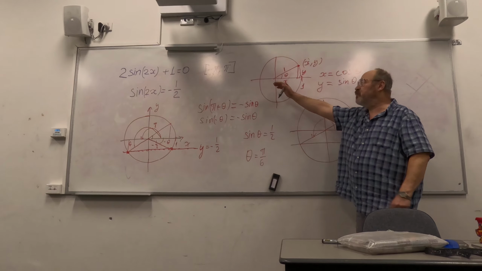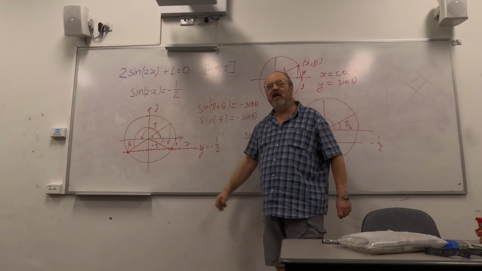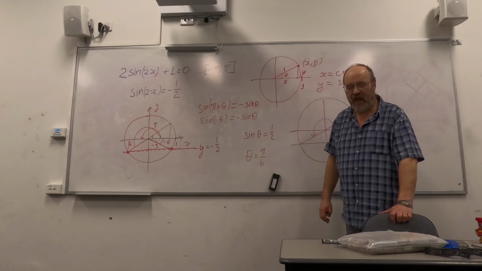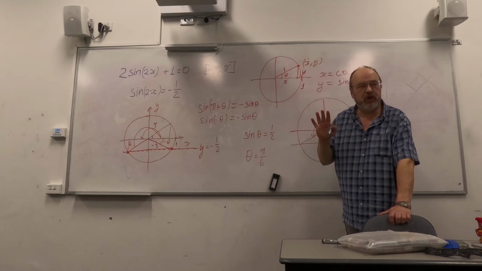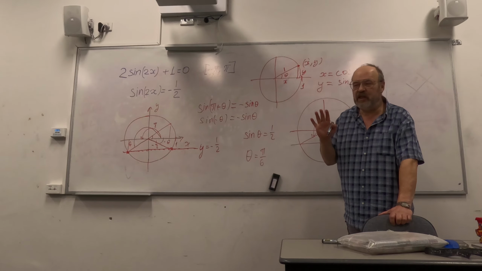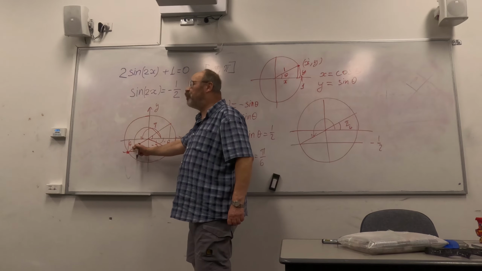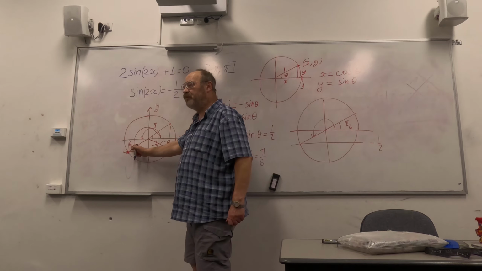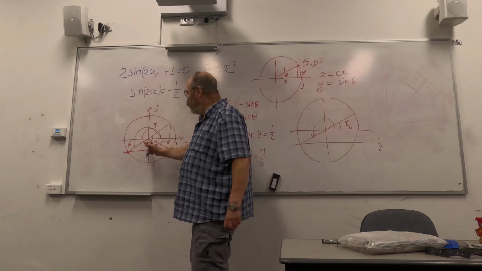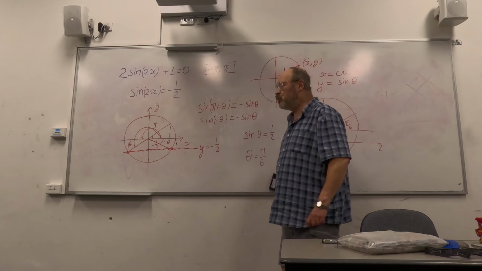I said that you look into the domain at the end. Do you understand that this angle is 7 pi on 6? Then what will be this other angle? Negative pi on 6.